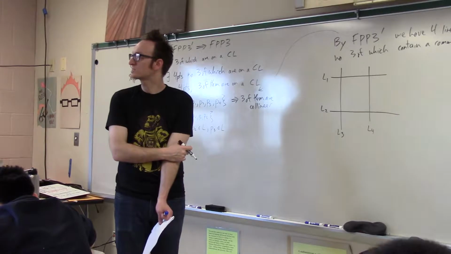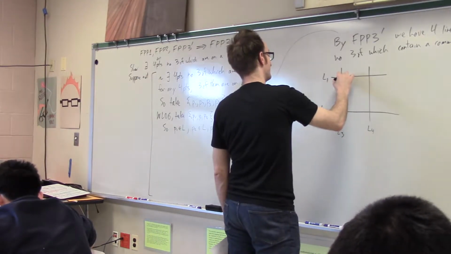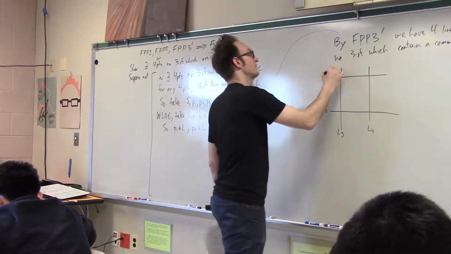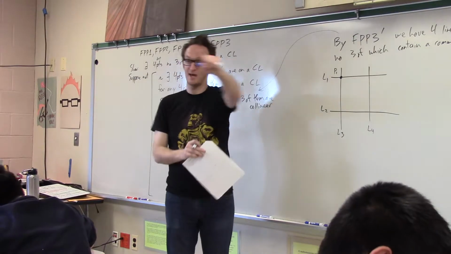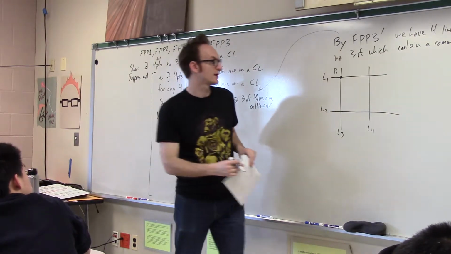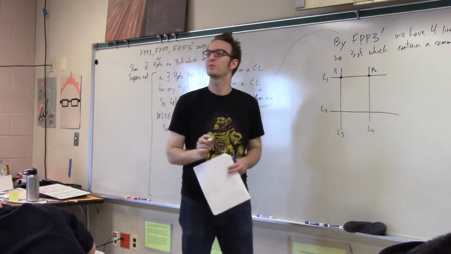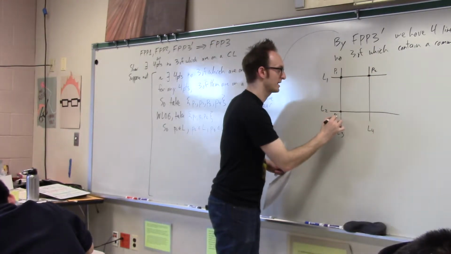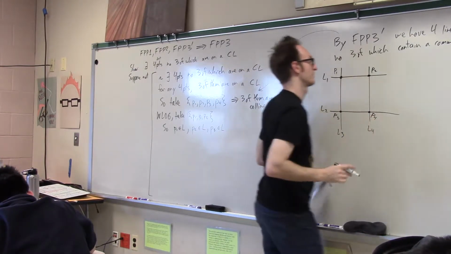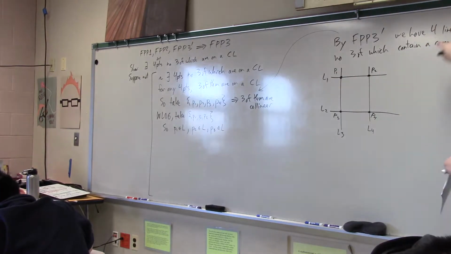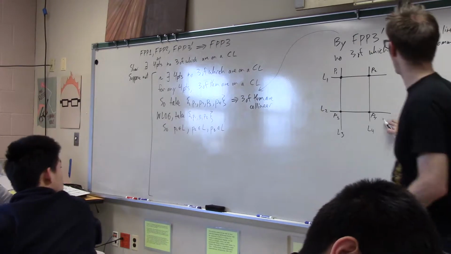Every 2 lines intersect somewhere, right? So I'll define the intersection of L1 and L3 to be P1. Is everyone okay with this? I'm just sort of talking it out, because every 2 lines intersect somewhere. So L1 and L4 have to intersect. Let's call that point P2. L2 and L3 have to intersect. Let's call that point P3. And L4 and L2 intersect. Let's call that P4. Okay, and my axiom, FPP3 prime, says no 3 of which contain a common point.